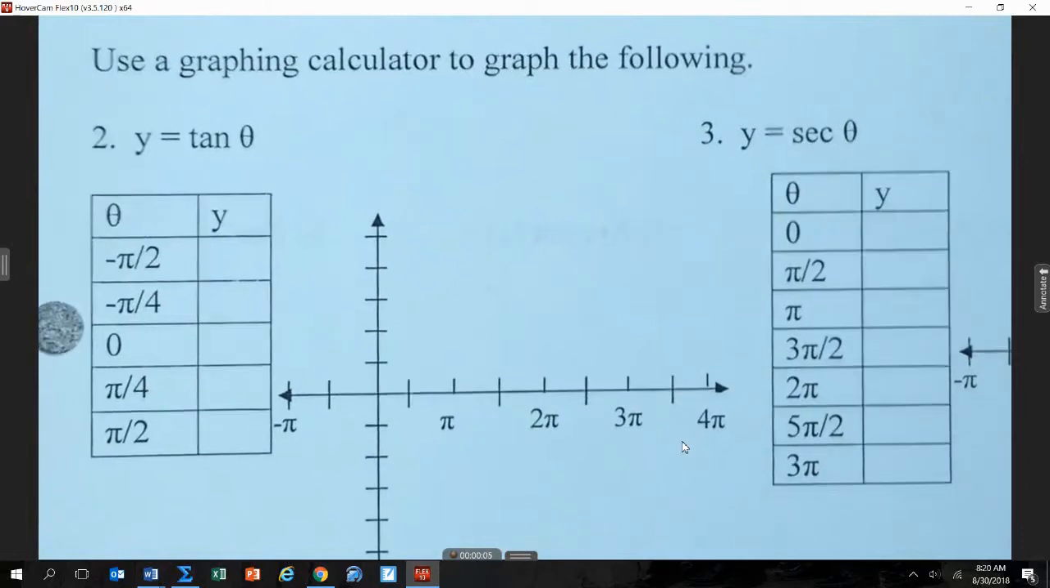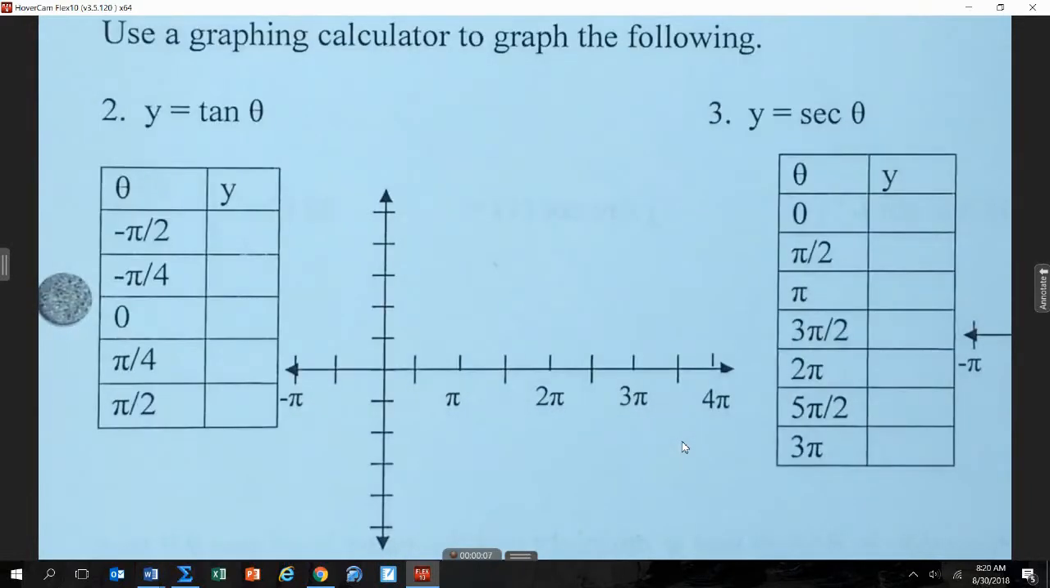Alright, so on the T7 notes, I'm going to start down here. My whole goal for tangent, secant, cosecant, and cotangent is that if I give you the graph, you would be able to identify what function it is. Okay, so like if I gave you a cotangent graph, could you tell me that it's cotangent? That's the goal.